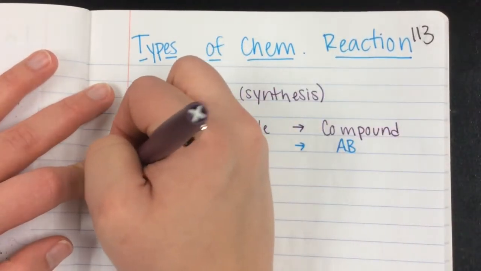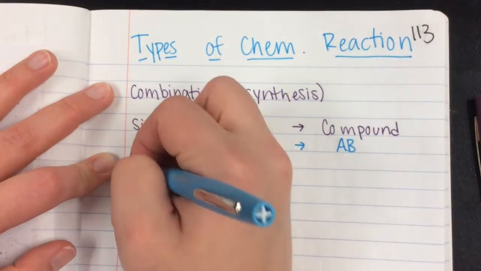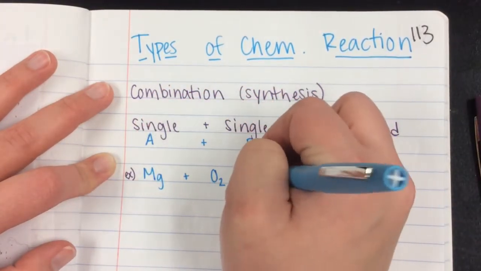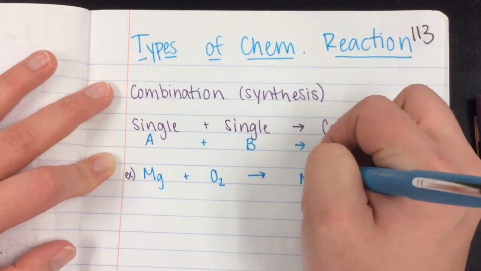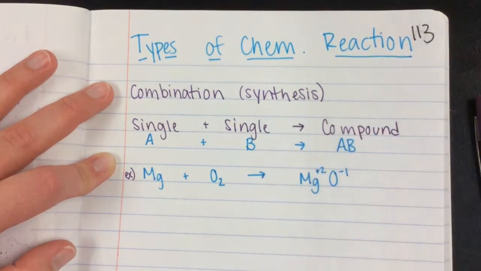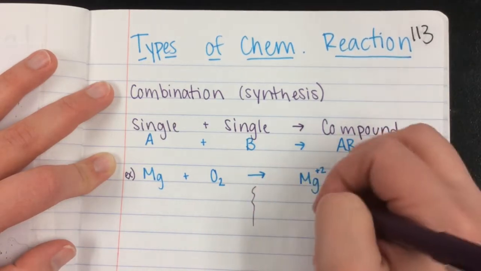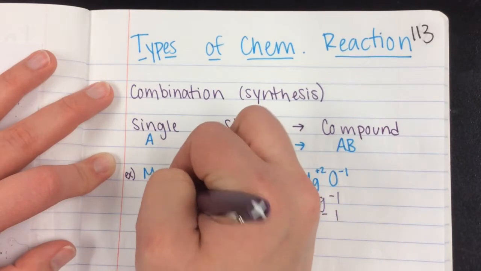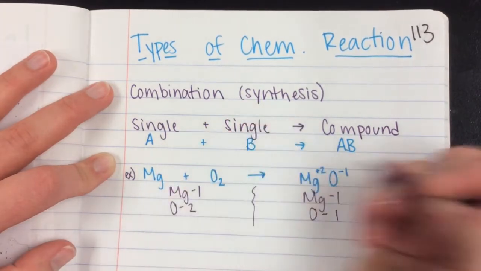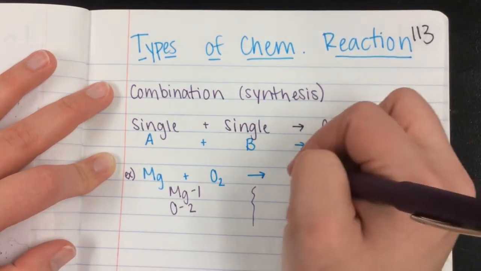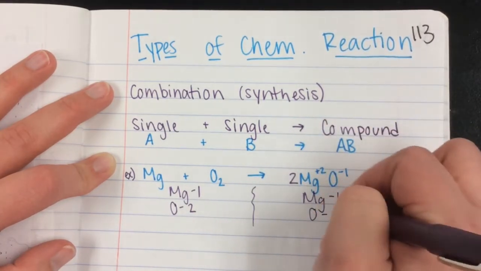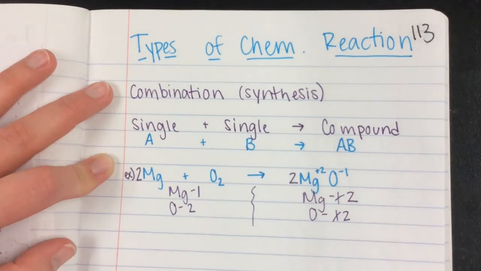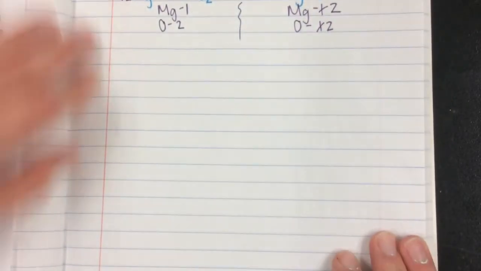An example of this would be if we have magnesium plus oxygen, so we burn it in oxygen, and that makes magnesium oxide. I check my charges. Oh, that oxygen there should be a -2. And I balance. At this point, you should be able to do the balancing all on your own.